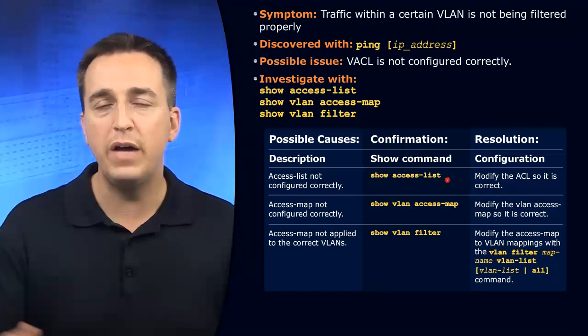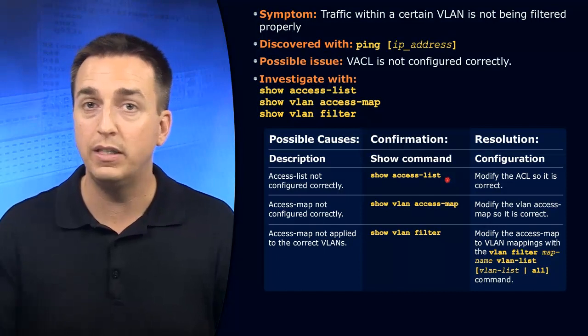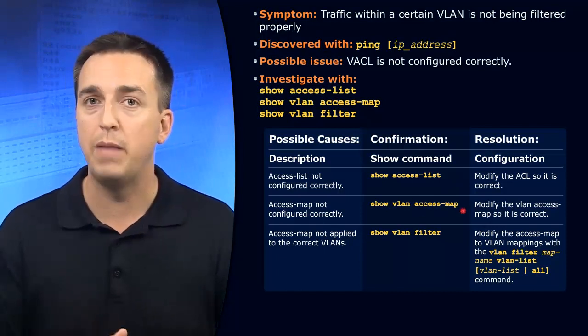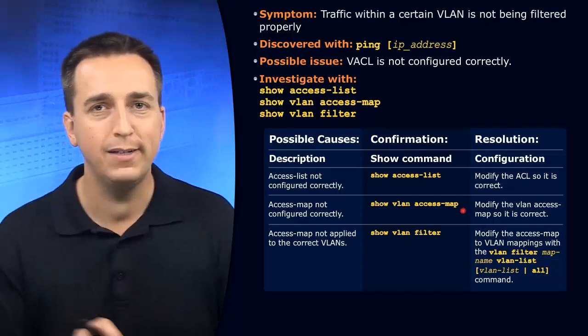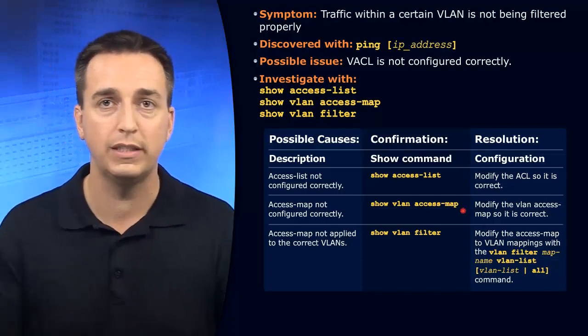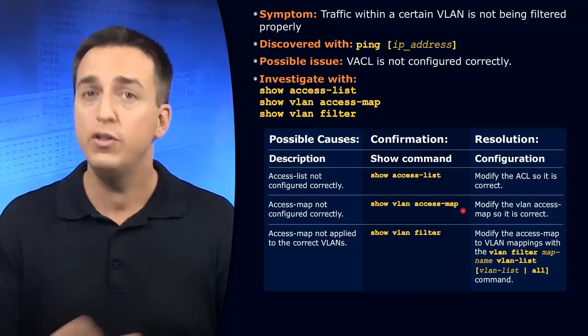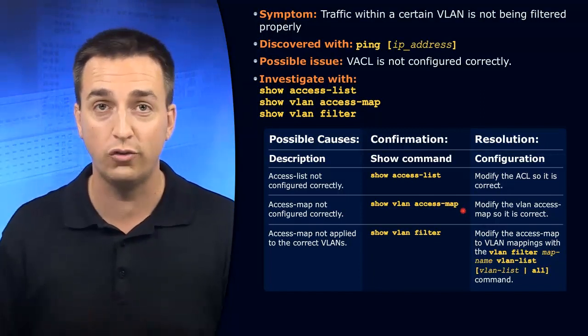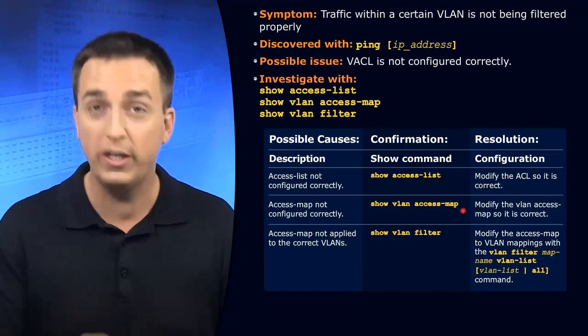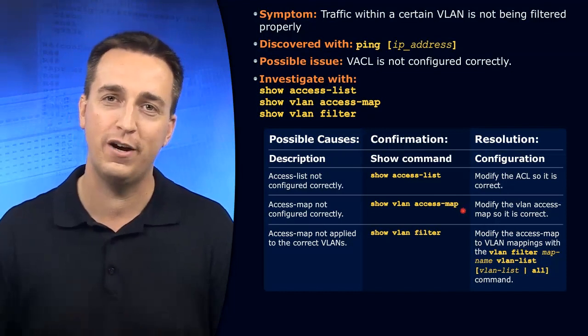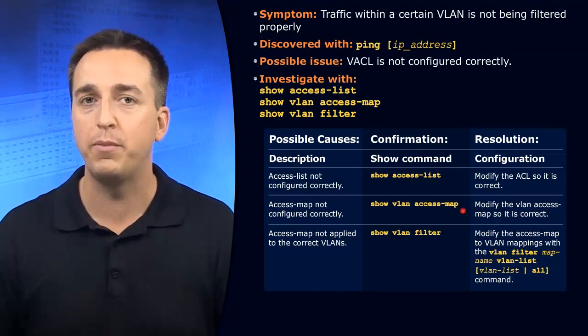In order to verify the VLAN access map and see if it's been created successfully, you're going to use the show VLAN access map command. However, the command is not available on all devices. For example, I have a 2960 Catalyst switch, and this command does not exist. Even though you can create VLAN access control lists and VLAN access maps, you cannot verify them with this command. Therefore, you have to use the running configuration to verify that VLAN access map. So keep that in mind.